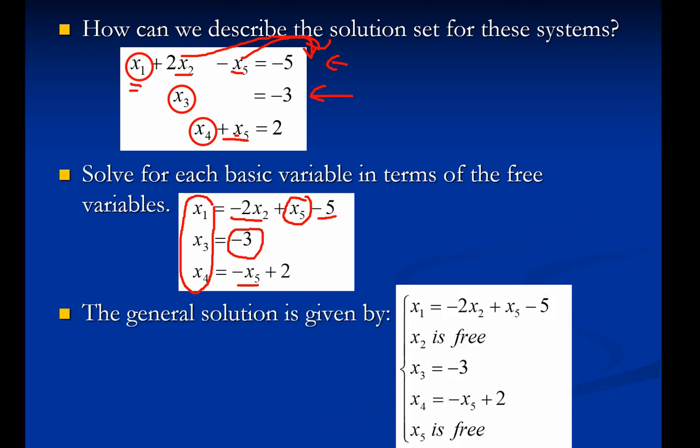So now we know what each of the variables is supposed to be. We know that x2 is free and x5 is free. They can be any real numbers you want to put in. Once you know what x2 and x5 are, you can plug them in and figure out what x sub 1 and x sub 4 are. And we already knew that x sub 3 had to be equal to -3.